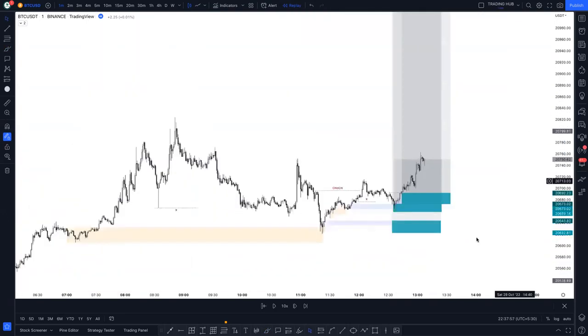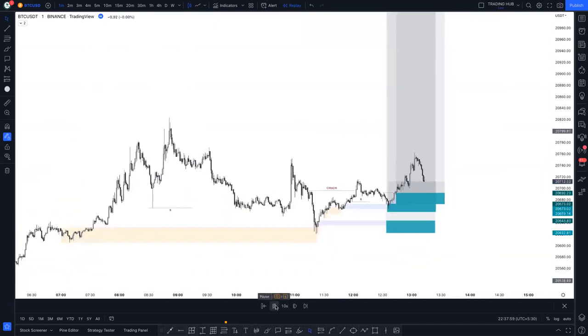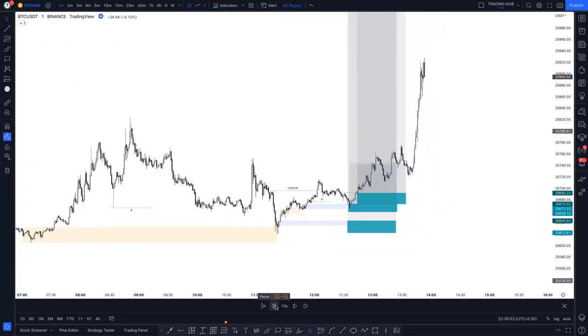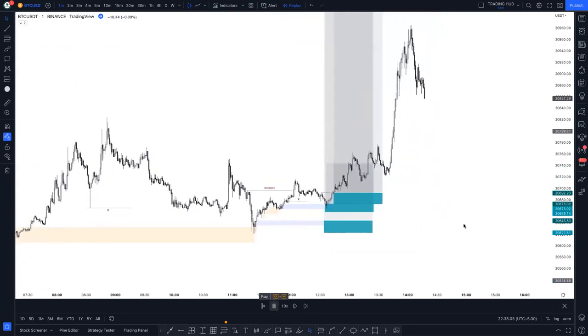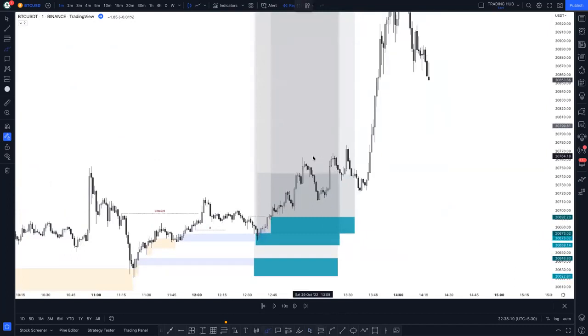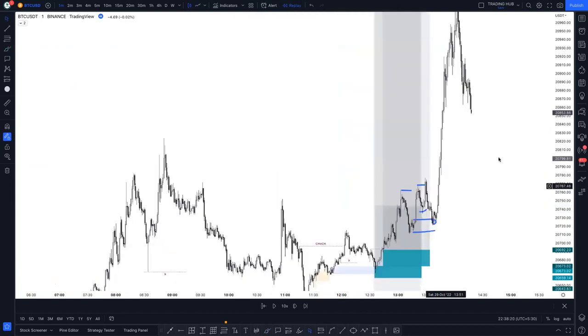Okay, let's see what happened next here. Okay, perfect. This one is also the same entry, it broke this inducement, the unmitigated area, and went higher. This was a wonderful entry here for a buy.